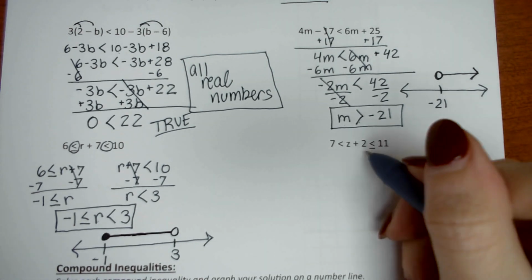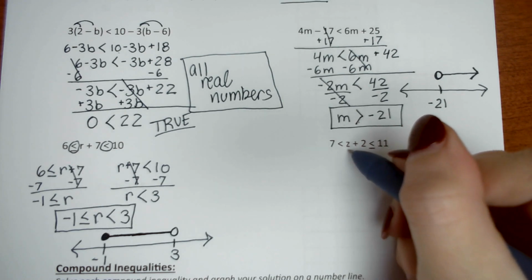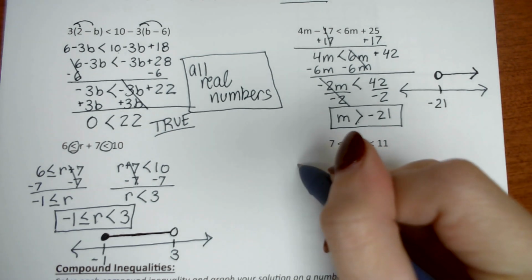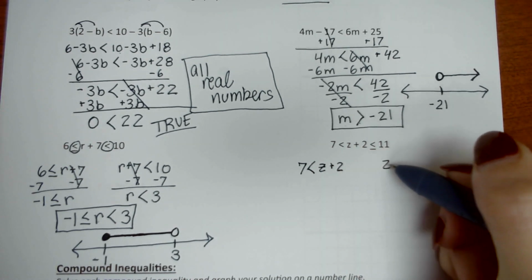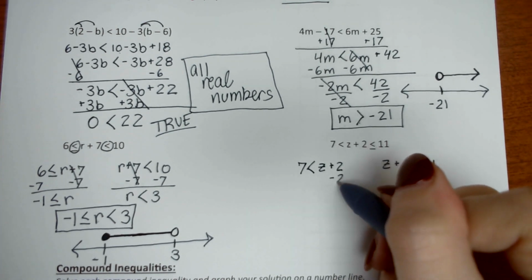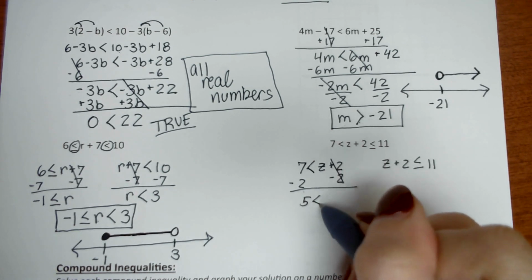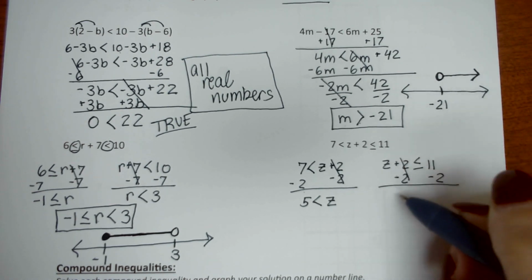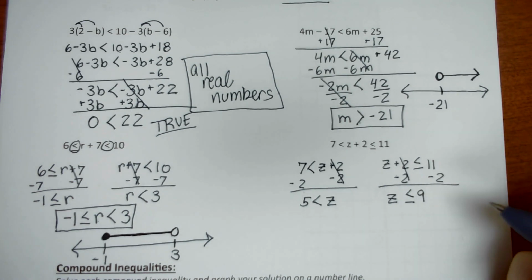Now let's do one more compound inequality. This one is 7 is less than z plus 2, which is less than or equal to 11. So I'm going to split this up: 7 is less than z plus 2, and z plus 2 is less than or equal to 11. Now let's get z alone. So 5 is less than z, and then z alone on this side, z is less than or equal to 9.